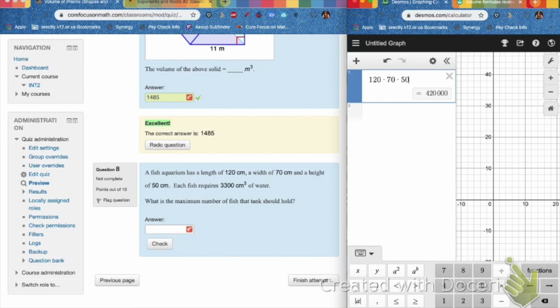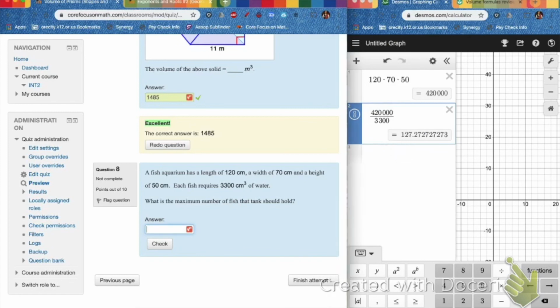And that tank has a total of 420,000 cubic centimeters worth of space, but each fish needs 3,300. So I then could take that number, 420,000, and I could divide it by how much each fish needs. And you could see that I get 127 fish and then this decimal of a decapitated fish. We do not care about you, decimal. We only care about whole number of 127 fish.